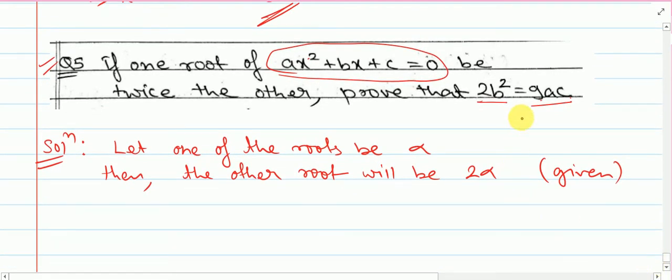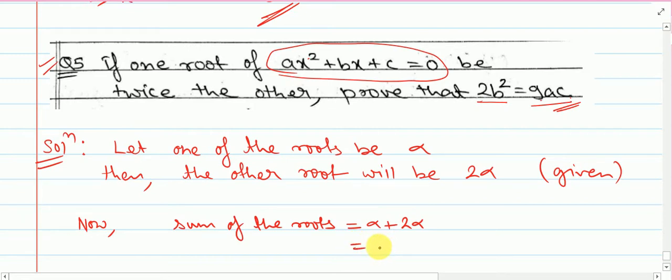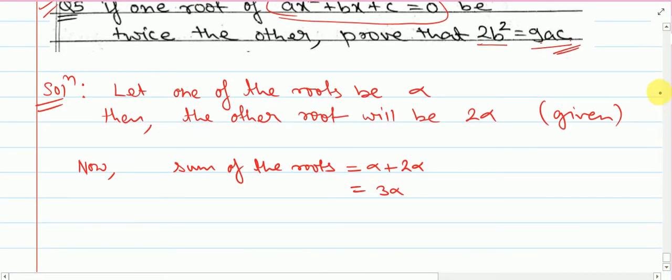Now next, what we are supposed to do? We have to prove this. And we have got only these two roots, and till now we have learnt about their sum and their product. So using those two only we are supposed to prove this. So now sum of the roots is equal to alpha plus 2 alpha, which will be 3 alpha.